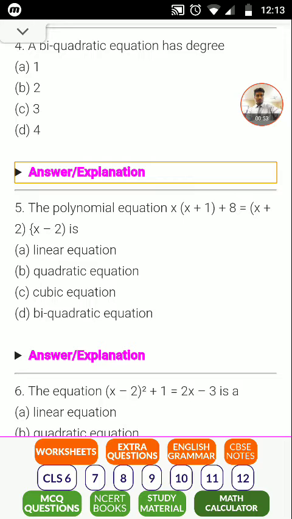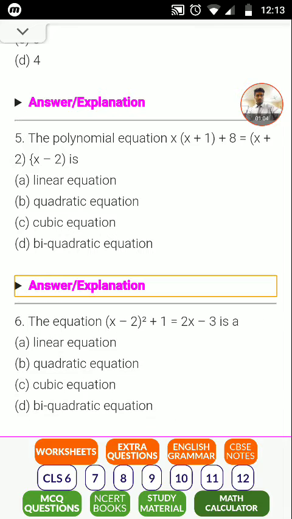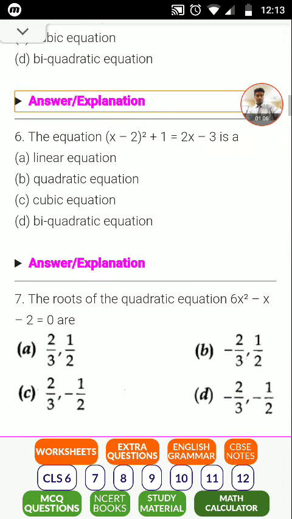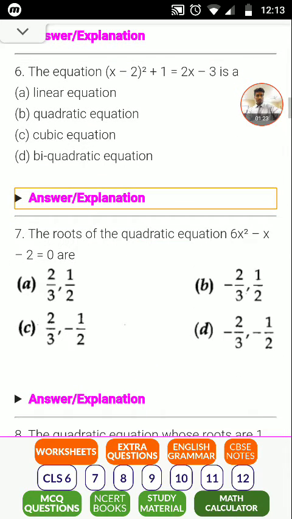The polynomial equation, this is ax square and x, it is a quadratic equation. Okay, once you multiply this thing, the highest power that you get is 2. Okay, moving on to question number 6. The equation, this is a dash. So what do you think out here? Once you expand this thing, the highest power again which you get out here is x square, which is a quadratic equation.